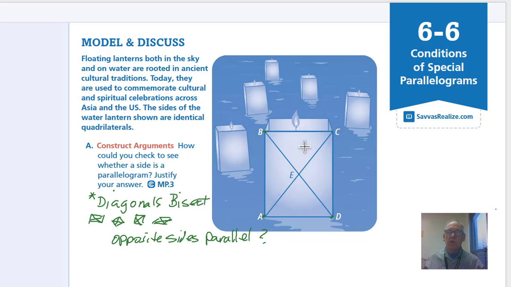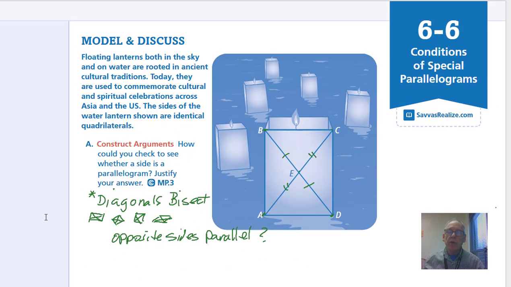If the measurements are the same, you actually have a rectangle or a rhombus. But if you measure, say, from B to E and from E to D and find out that E is the midpoint, and if you measure from C to E and from A to E and find out that E is also the midpoint of that diagonal, then you have two diagonals that bisect each other, which is a property that parallelograms have.